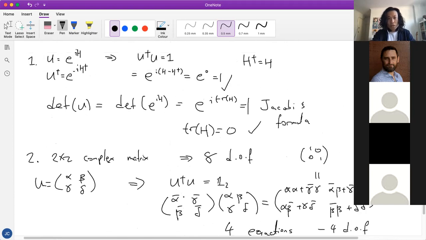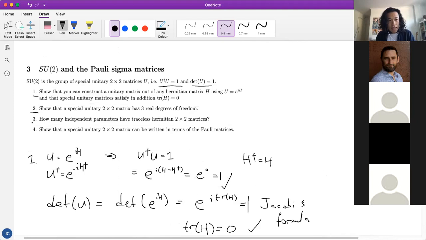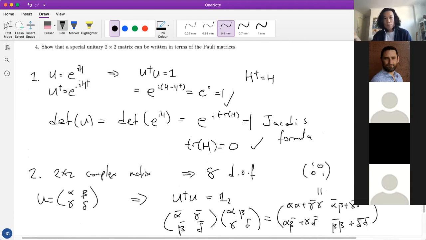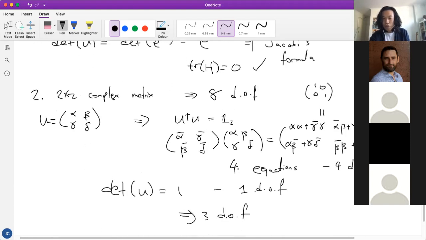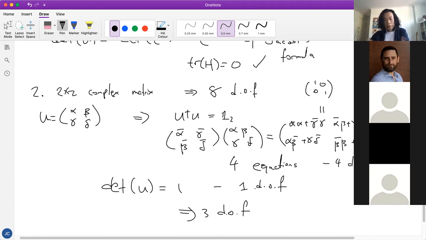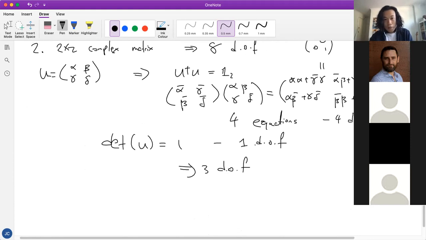Okay, and question 3 is very closely related to that. It's asking how many independent parameters a traceless Hermitian 2x2 matrix has. How many free parameters are there in a traceless 2x2 Hermitian matrix? We ask this because in question 1, we showed that you can express a unitary matrix in terms of an exponential of a Hermitian matrix. So you'd expect that you should also get 3 degrees of freedom, because otherwise, depending on which way you represent the matrix, you're going to end up with more degrees of freedom. That doesn't make a lot of sense. But let's try that anyway.